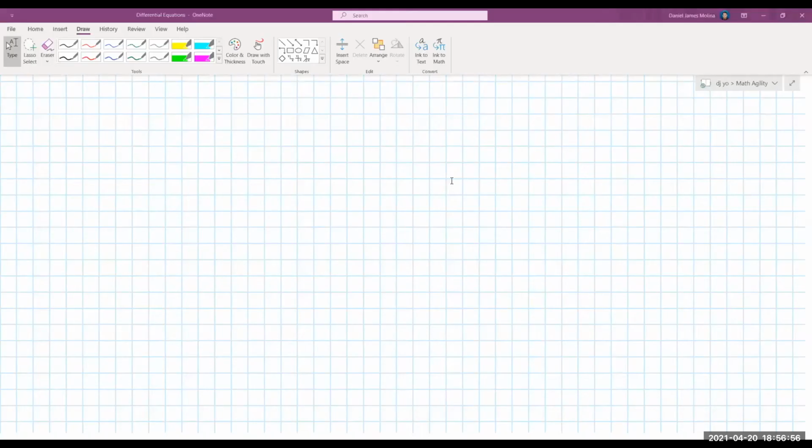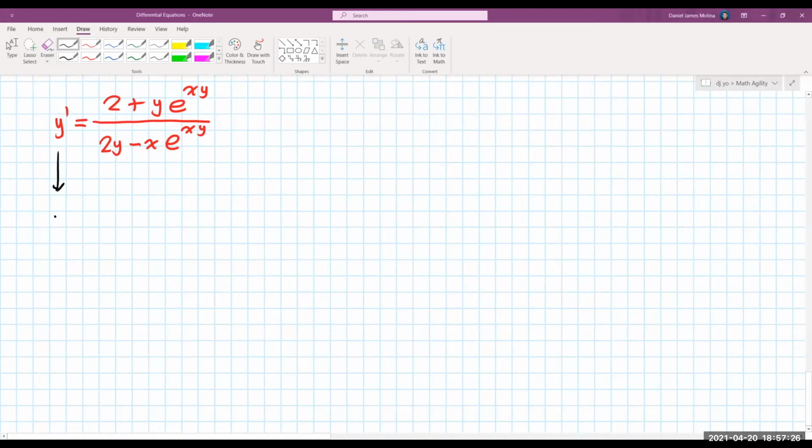Okay, so let's continue solving some differential equations. Okay, let's have this problem. We have here y prime equal to 2 plus y e raised to xy all over 2y minus x e raised to xy. Okay, so again, let's rewrite y prime as dy over dx, equals 2 plus y e raised to xy all over 2y minus x e raised to xy.